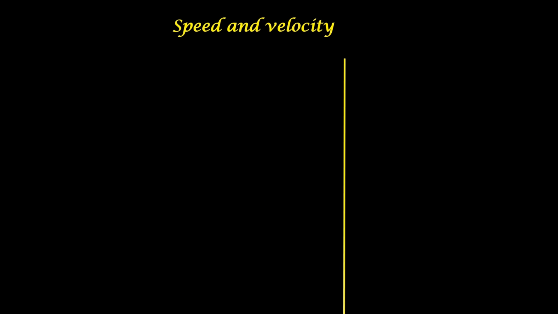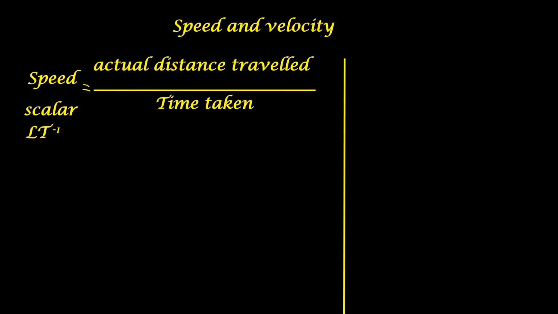Speed and velocity. Speed is equal to actual distance traveled. What is the actual distance traveled? It is the path length divided by time taken. Speed is a scalar quantity. It has only magnitude. It has no direction. Dimension formula is M raised to 0 L T raised to minus 1.